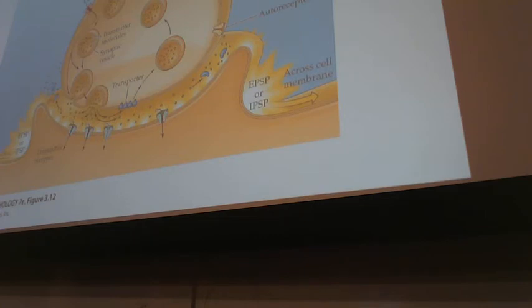So there is a cycle. Remember, it says kiss and run. You can think of it as kissing the membrane here, and then it's running back and coming in, packaging up the mold. Okay, so there's a lot of recycling here. Synaptic vesicle recycling.